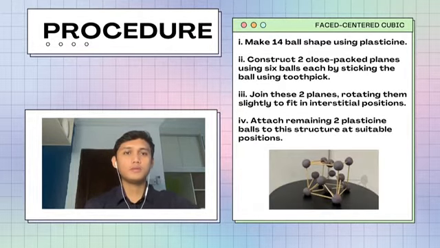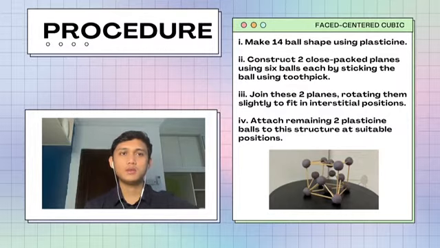The third one is face-centered cubic. Make 14 ball shapes using plasticine. Construct 2 close packed planes using 6 balls each, by sticking the balls using toothpick. Join these 2 planes, rotating them slightly to fit in interstitial position. Attach remaining 2 plasticine balls to this structure at suitable positions.